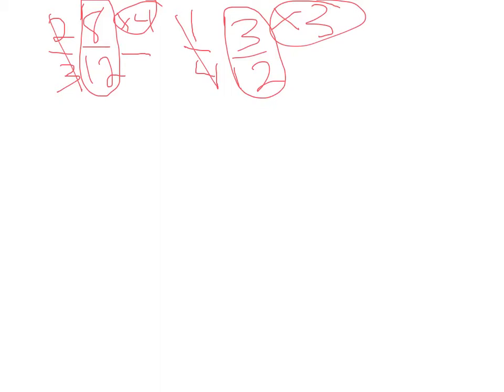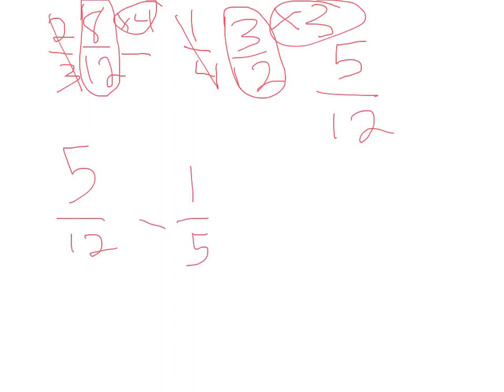8 minus 3 is 5. The denominator slides over and stays the same. The answer is 5/12. Of the 5/12, friend 3 gets 1/5. So we subtract 1/5 from the 5/12. The least common multiple for 12 and 5 is 60.